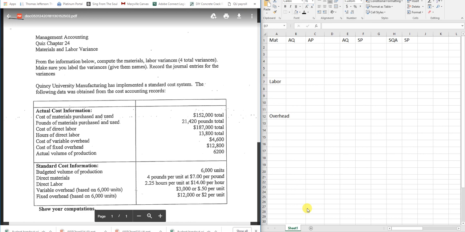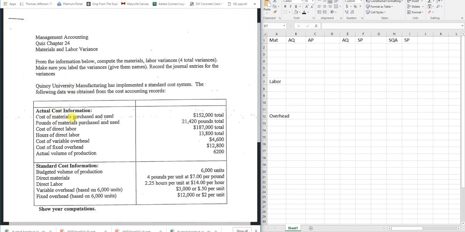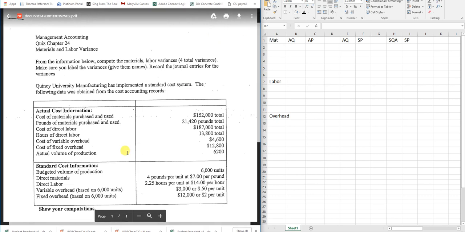We're going to talk about the variances. So if you have this handout, take it out. If you don't, write it down or take a screenshot of it and have it in front of you. Try to work this out without this video. You become better at it by doing it yourself instead of watching me do it.